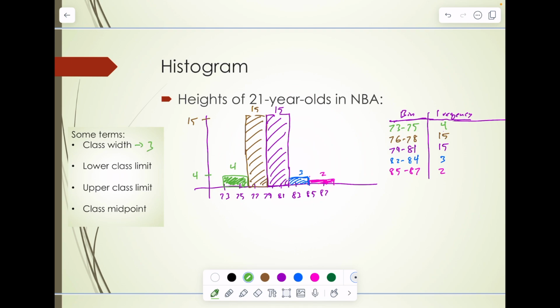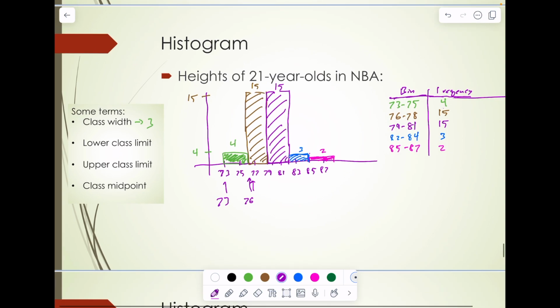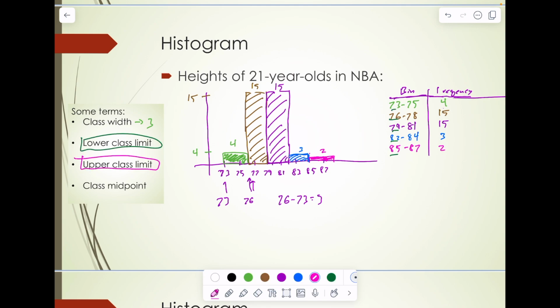One way you can determine class width is to subtract the first of 2 consecutive classes. 73, this one here, the second class starts at 76. I take the difference of those, 76 minus 73, and that gives me 3. So that's the width of that class. The lower class limits are these values right here. These first values, those are the lower class limits. The upper class limits are these right here.